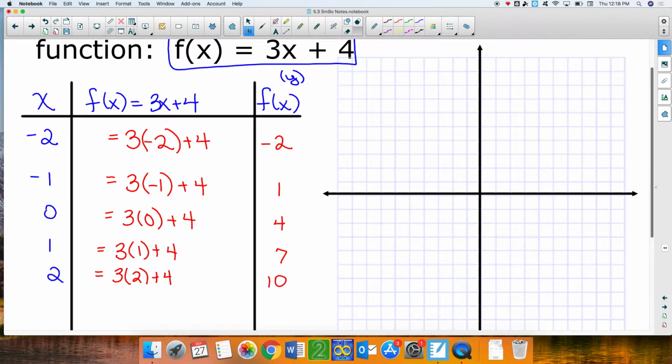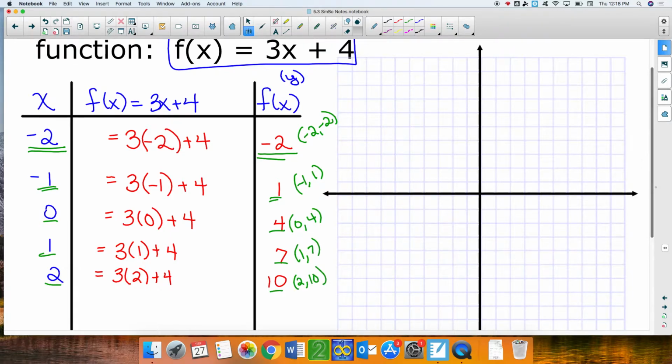So now, if you'll notice, I have an x value and a y value that goes with it. And when we have an x and a y, that represents a coordinate or an ordered pair. So the first point that I'm going to graph is -2, -2. Then the second point, -1, 1. Third point, 0, 4. Fourth point, 1, 7. Fifth point, 2, 10. And so we're going to graph those points. And remember, when you're graphing, your x-axis is the one that's horizontal, that's left and right. Your y-axis is going to be vertical, up and down.